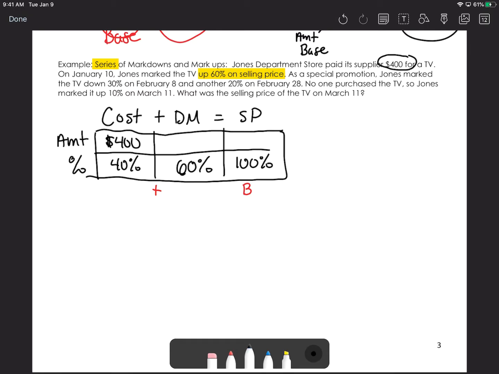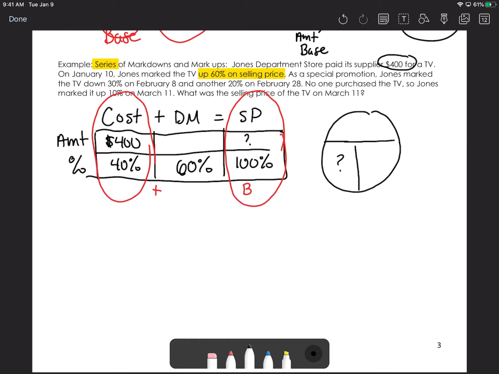Okay, now we need to figure out what the selling price is. So this is our question mark here. So we always use the column with the base, and I don't want to use the DM column here because then I would have two question marks, two unknowns. So I'm going to use the cost column. Now I always put the amount of the base in this bottom left corner. So I'm going to leave a question mark there, or you can label it as P.